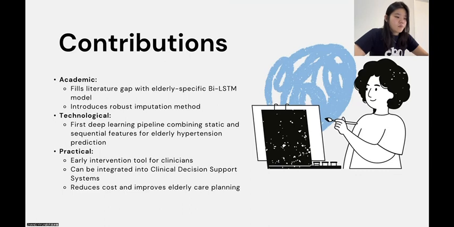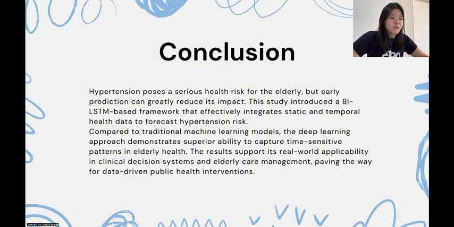Contributions and impacts. Academically, this study introduced a new elderly-focused Bi-LSTM framework. Technologically, it demonstrates the power of integrated static and sequential data. Practically, it offers a tool for early intervention and can be embedded into clinical decision support systems. Hypertension is a major health threat for the elderly, but early prediction can significantly reduce its risks and costs.